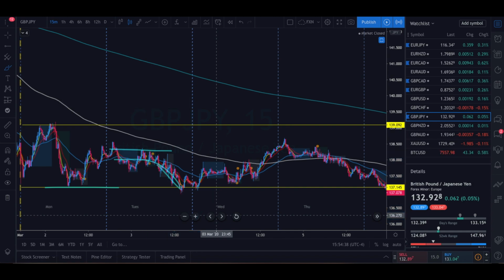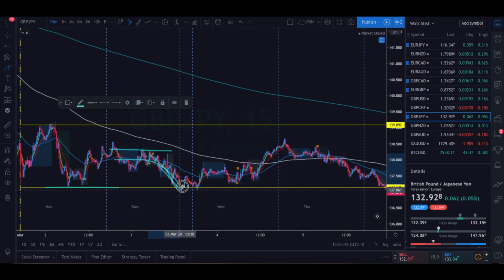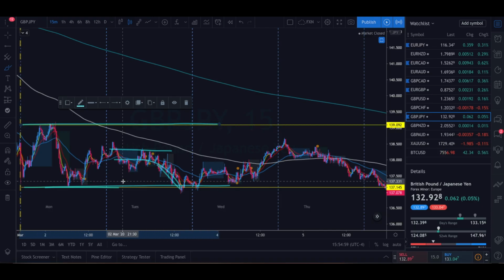Because we didn't have that kind of setup and we bounced off that low and then went right into Asia like this, that should tell you that we're looking right now at support and resistance, and we're potentially already having an accumulation cycle.